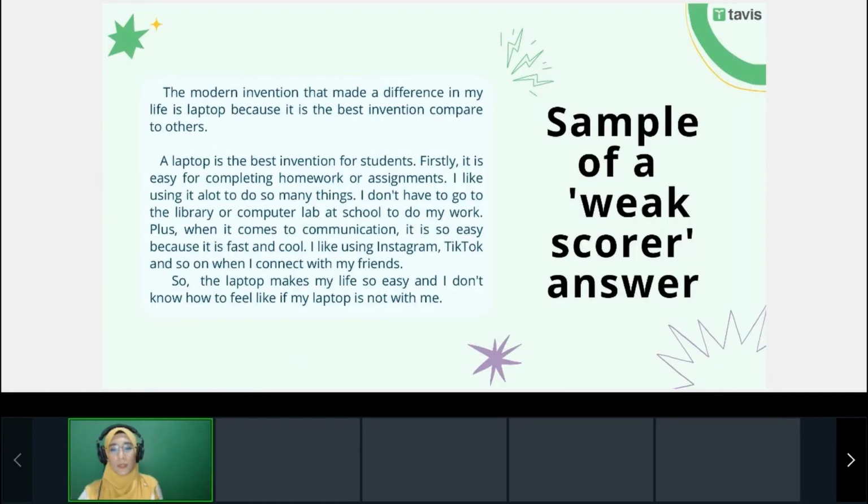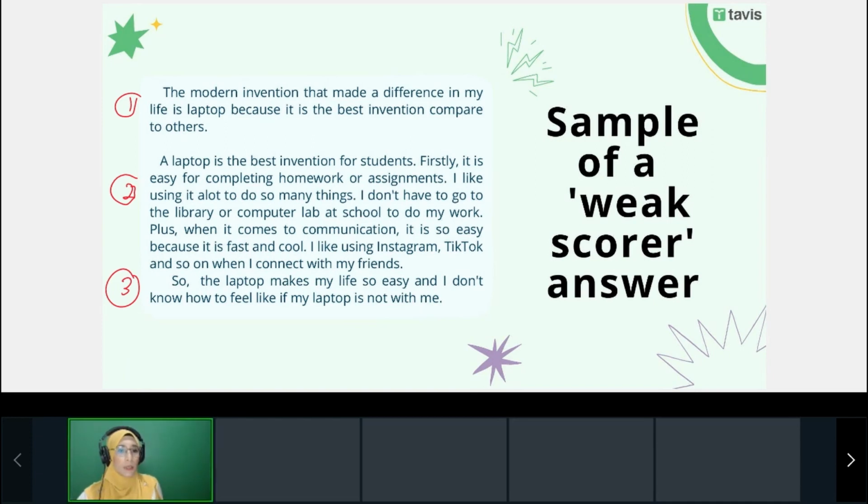Before we take a break, now I'm going to show you a sample of a weak scorer answer. Why am I saying it's a weak scorer? You can see here that he or she has the paragraphs. How many can we see? One, two, three paragraphs. This is the least number of paragraphs, and I hope that you're not doing this for your essay writing.